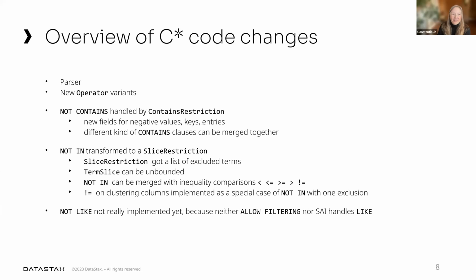Okay, yeah. So not in was implemented as a slice restriction. Again, my initial idea was to take the in operator, negate that, and create a not in restriction. But this also was the wrong way to do it. In the end, I put that logic into the existing slice restriction. This way we can merge not in with all the other slice operators, so less than, greater than, etc. Not like hasn't been implemented yet, so let's not talk about it.